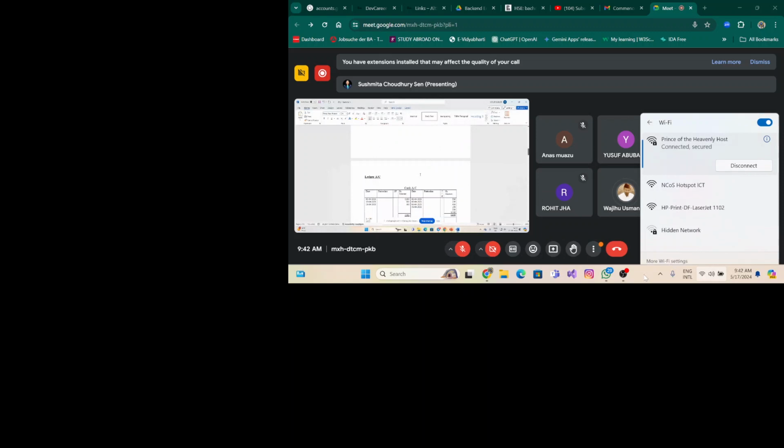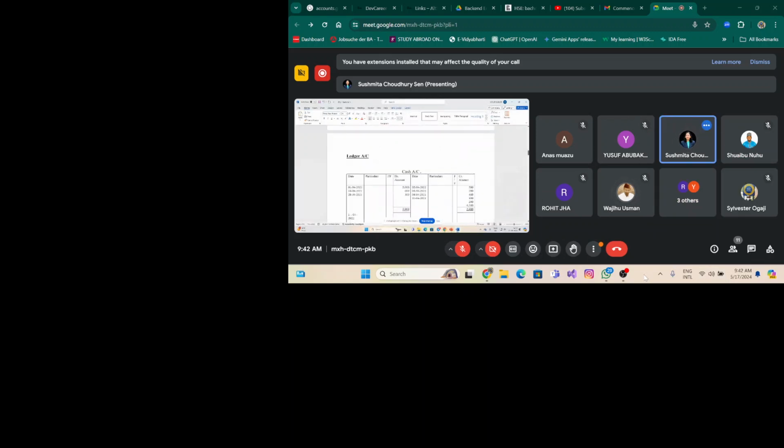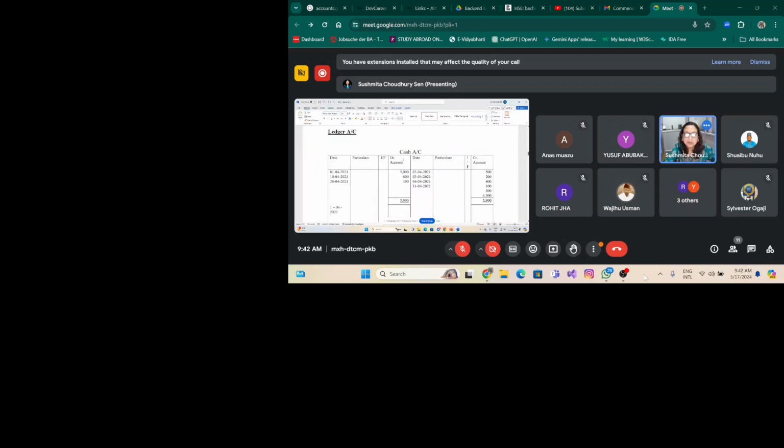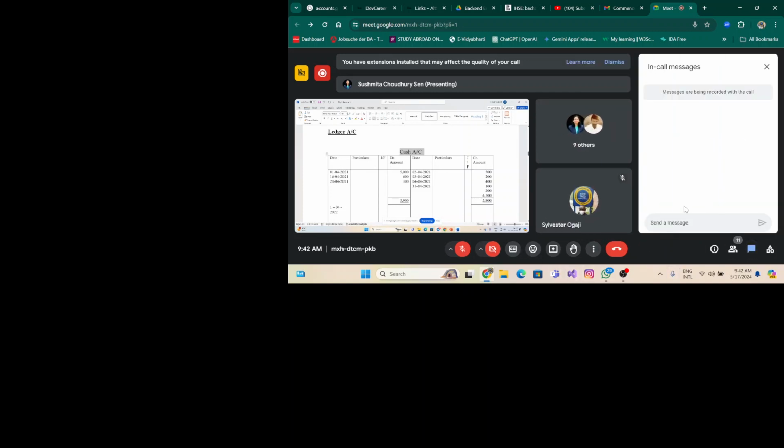Now you see how we can prepare the ledger. This is the format for the ledger. At the top, you need to mention the name of the account that you are going to prepare. And your entire ledger is divided into two sections. So this left-hand section is the debit section.